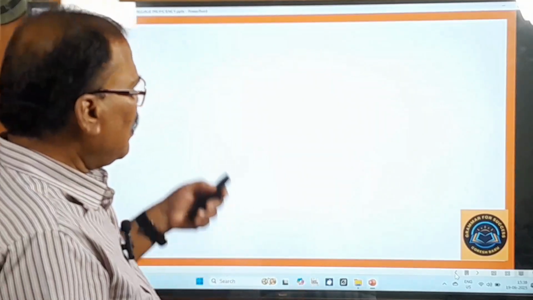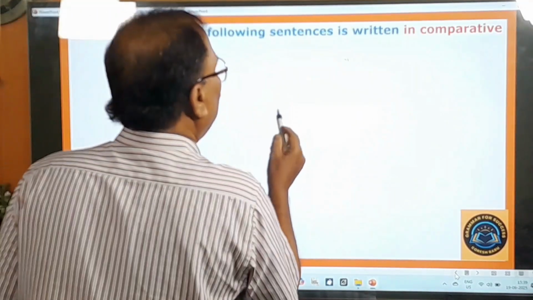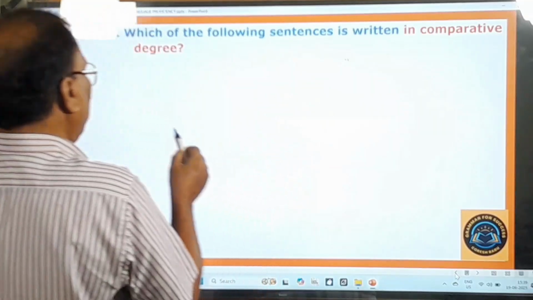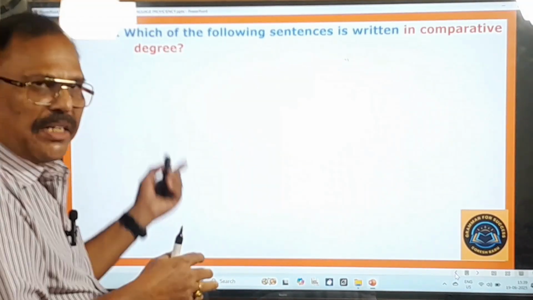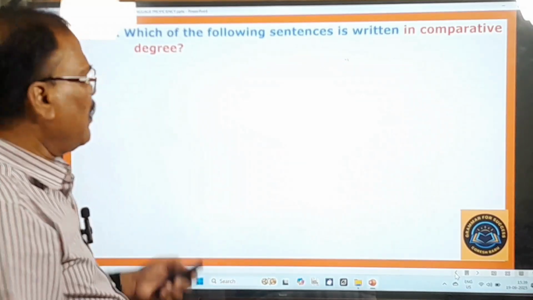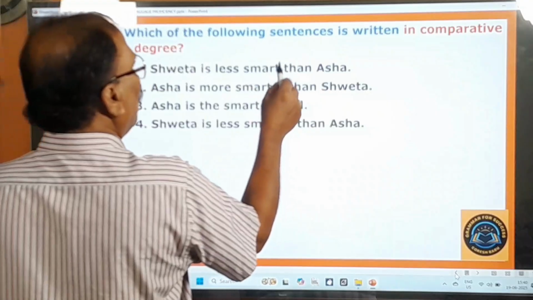Okay, and now let us look at the question here. 51st question: which of the following sentences is written in the comparative degree? So the examiner is asking you to find out that statement which is written in the comparative degree. Come on, let us look at the options given. Sweta is less smart than Asha.